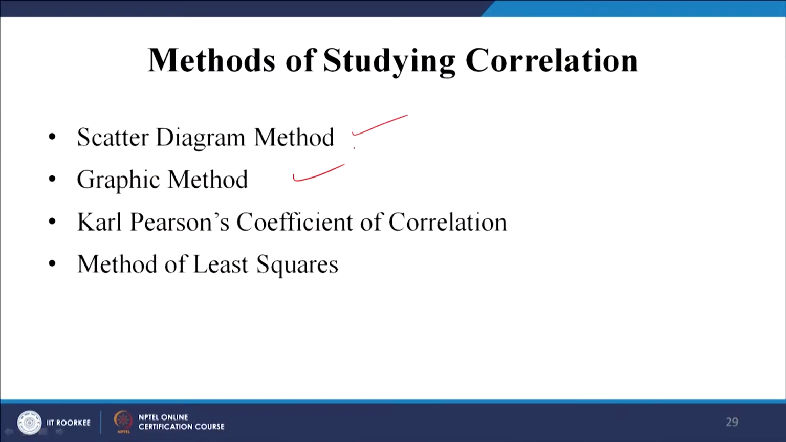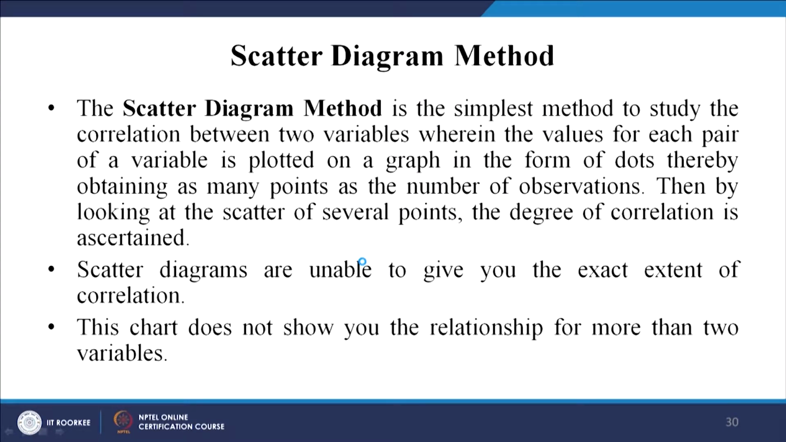From a visual point of view, you can have a scatter diagram method or a graphic method, right, or we have Karl Pearson's coefficient of correlation and the method of least squares, right. So, these are the ways you measure or check the correlation. Now, what is the scatter diagram? Scatter diagram method is a very simple method to study the correlation between two variables, wherein the values for each pair are plotted on a graph in the form of dots, thereby obtaining as many points as the number of observations. Then by looking at the scatter of the several points, the degree of correlation is ascertained.